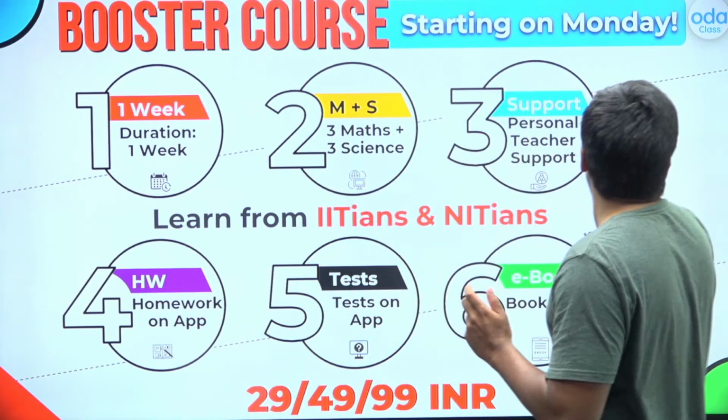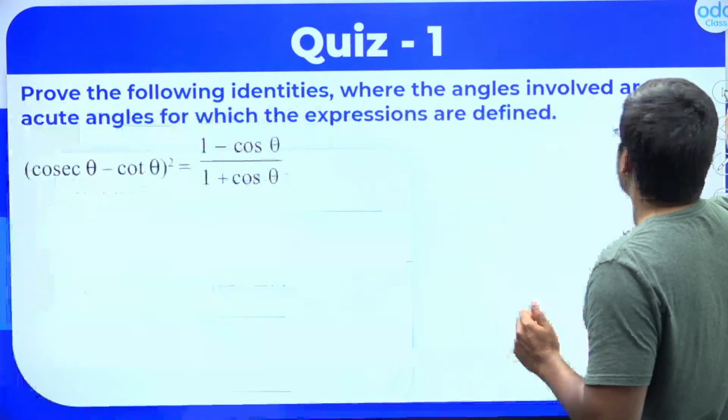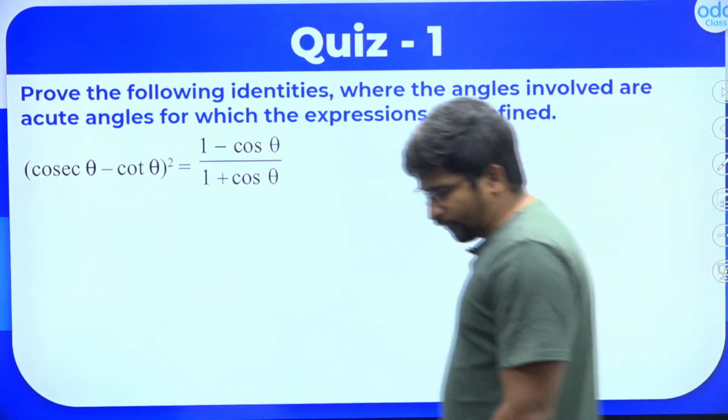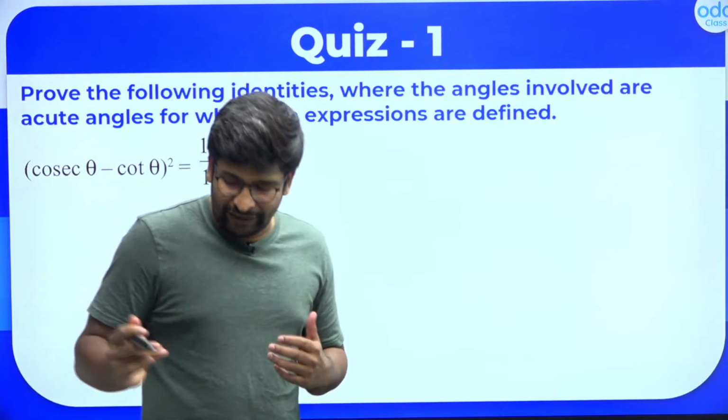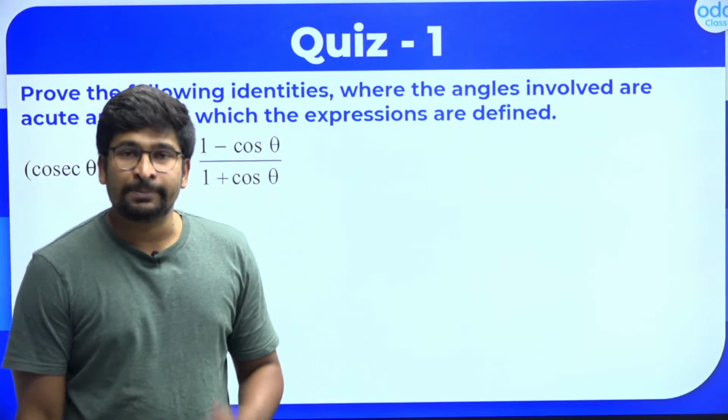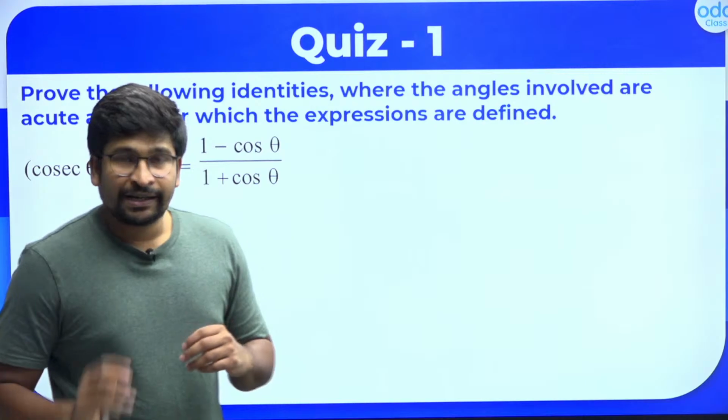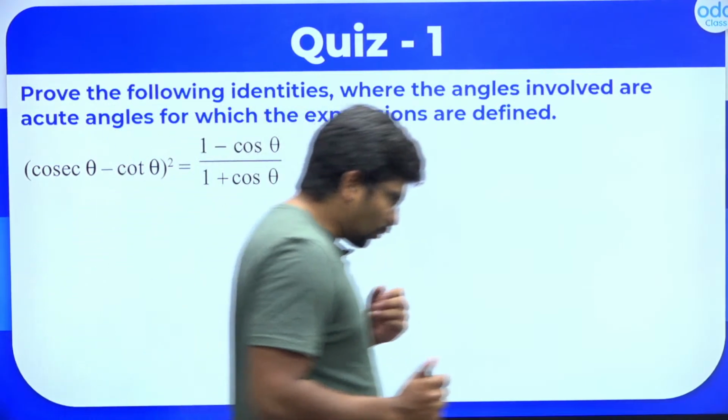Okay, with that, let's move on to today's topic. So first question for today. Today we will be discussing the proof kind of questions. As you all know, proof type of questions are very important for your CBSE class 10 board exam. So this is the first question in front of you.